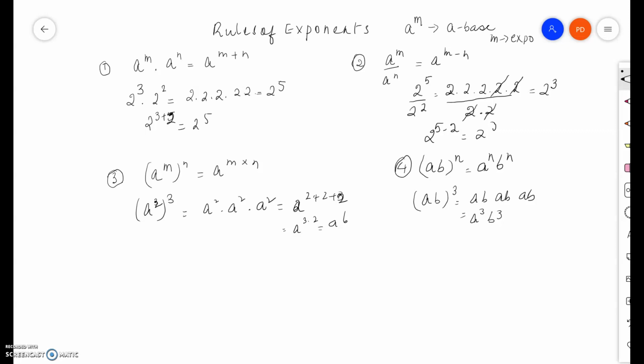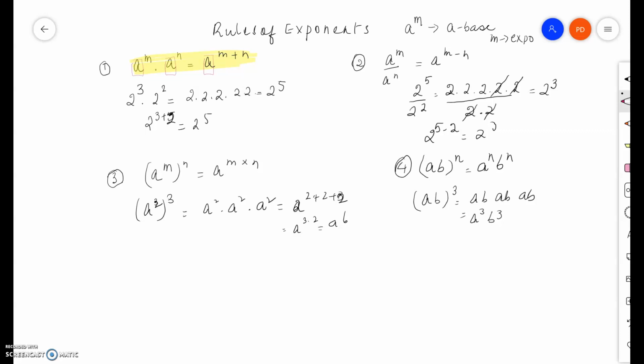Now the first rule of exponents is a to the m times a to the n is a to the m plus n. So if we are multiplying two numbers with the same base, which is a, then the answer is a, which is the base, to the sum of the exponents, which is m plus n.